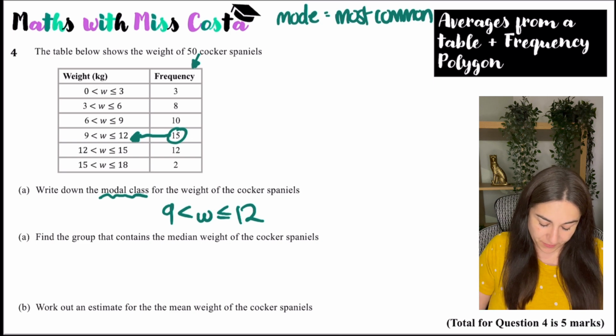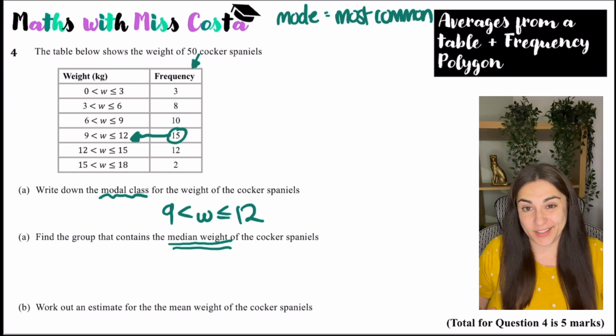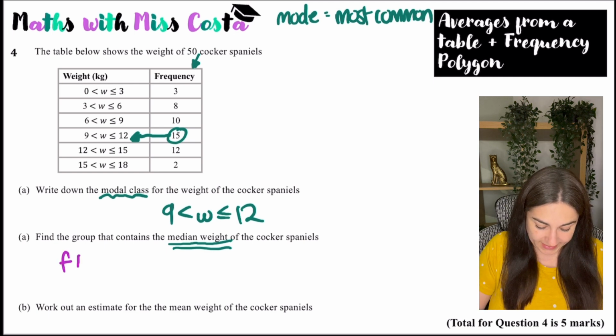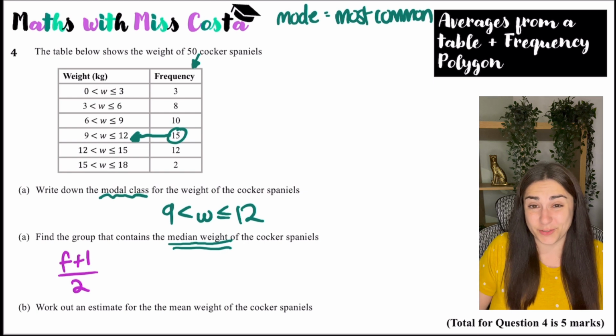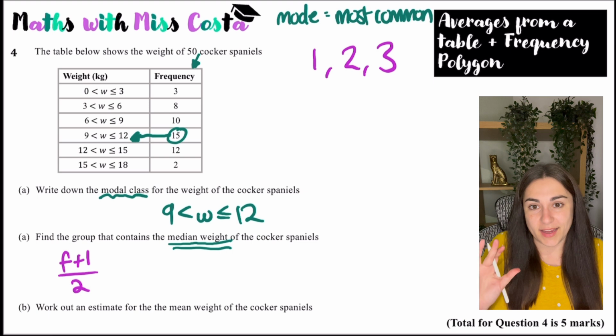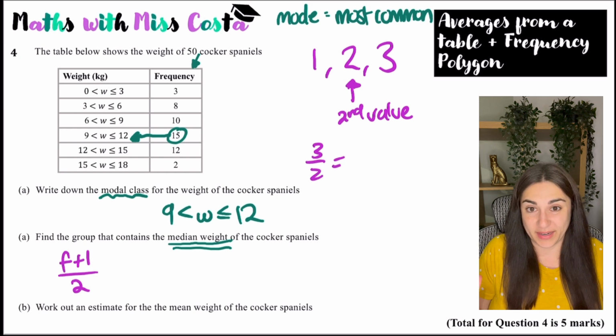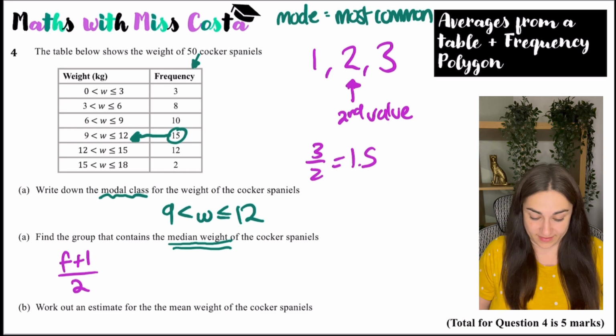Then I'm being asked to find the group that contains the median weight. So to work out what the median is, the trick that you use is whatever the frequency is plus 1, divided by 2. And the reason for this, just really quickly, if we have, let's literally say, 3 values, the median is the second value, okay? But if I did 3 divided by 2, because there are 3 numbers, that's 1.5. So it's a little trick that sometimes doesn't make sense to people, but to find the median, you do whatever the total is plus 1, and then you divide it by 2. And that tells you what the median number is.